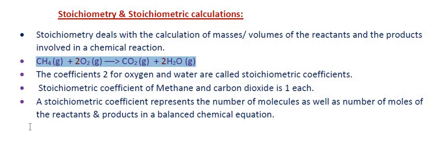You know that according to the law of conservation of mass, balancing of a chemical reaction is very important because matter can neither be created nor be destroyed. We cannot create or destroy any atom. So what message does a balanced chemical equation actually convey to us?